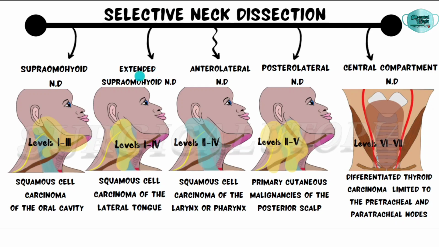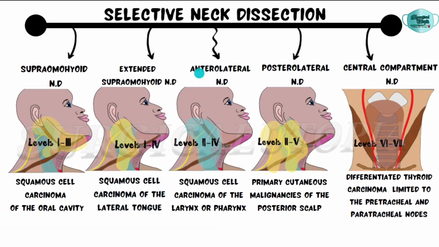Then the second type of selective neck dissection is the extended supraomohyoid neck dissection. In this, the lymph nodes in levels 1, 2, 3 and 4 and the submandibular glands are removed. The extended supraomohyoid neck dissection is recommended for squamous cell carcinoma of the lateral tongue.